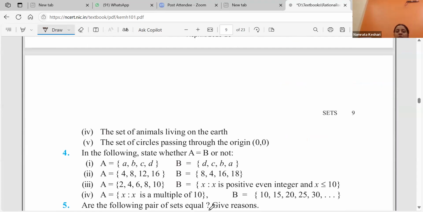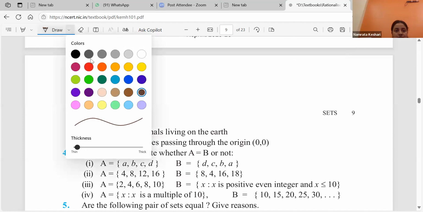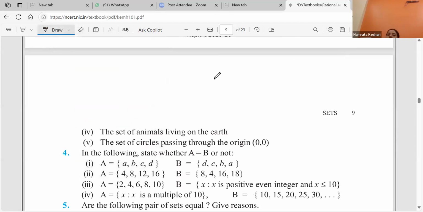The set of animals living on the earth. Is it finite? Yes, it is finite. Whatever the number, we can count it. There are so many animals that we don't know about, but if we do a survey, it can be counted, just like how population counting happens.